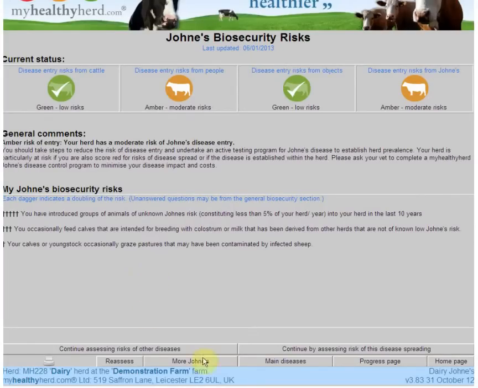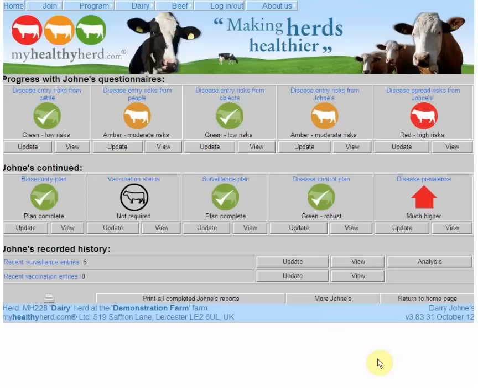Now, does this matter? That's the key question. Well, it does matter. Whether we bring disease into the herd is really important if there are risks for it to be spread or multiplied. And so we need to assess the potential for the disease to multiply within the herd. And this is the risk of disease spread questionnaire.